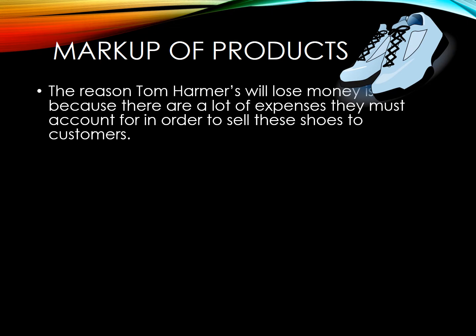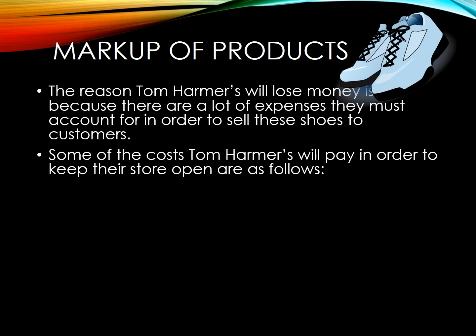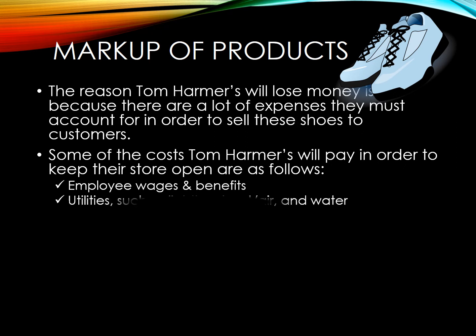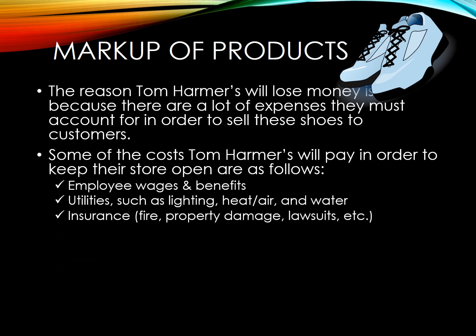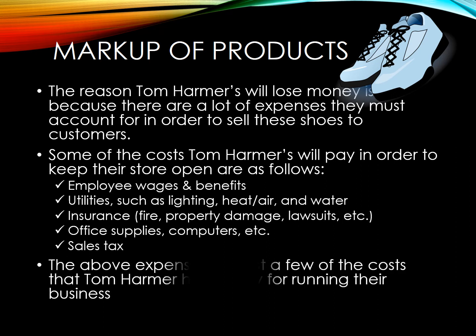The reason Tom Harmer's will lose money is because there are a lot of expenses that the company must account for in order to sell their shoes to customers. For example, some of the costs that Tom Harmer's will have to pay are employee wages and benefits, utilities such as lighting, heat and air, and water, insurance to protect against fire, property, etc., office supplies, computers. They have to pay sales tax to the state. These are just a few of the costs that Tom Harmer has to pay for running their business.